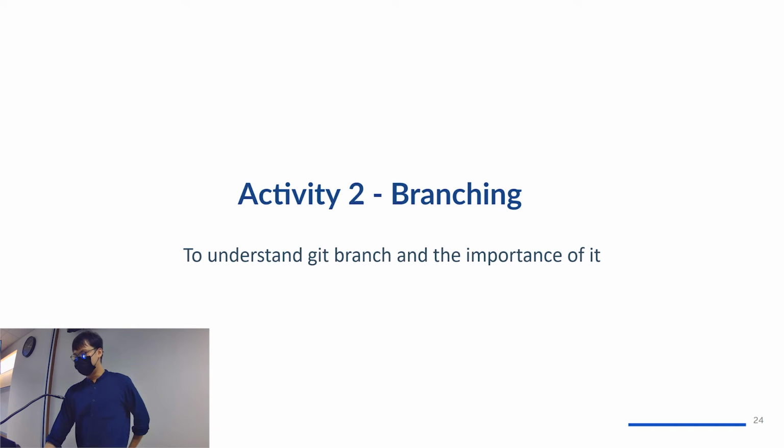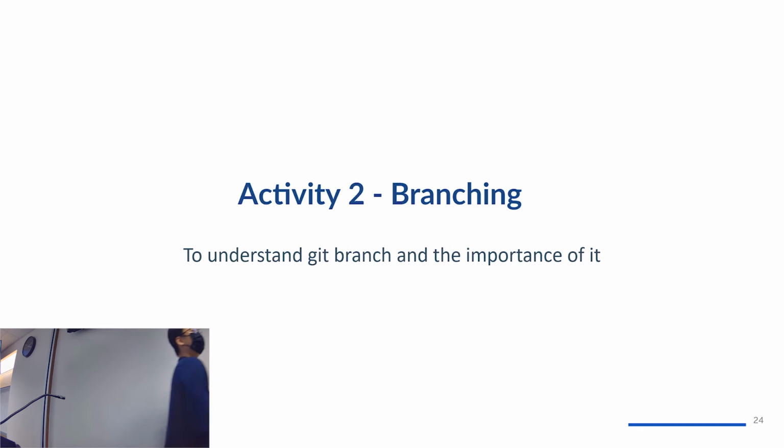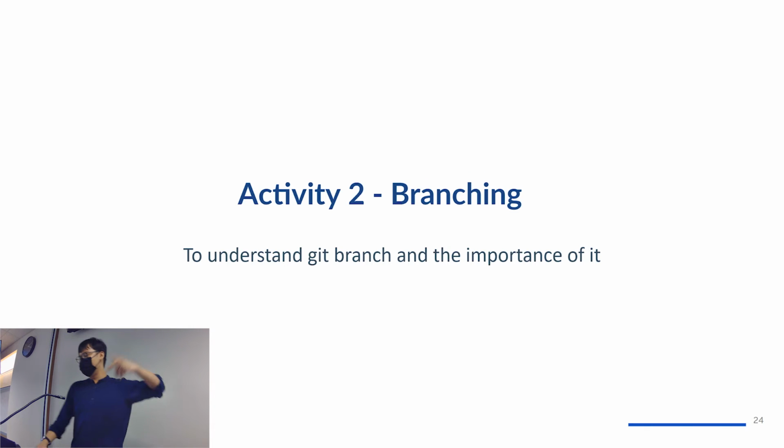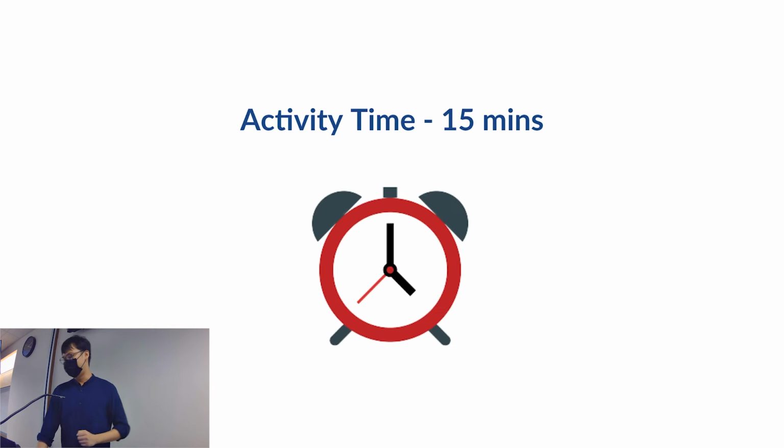Now we're going to start with branching. Branching allows you to create an isolated code base. Essentially, it's like a clone of your current directory. Let's say you're in main, you create a branch of main, and you can name it whatever you want. From there, you're able to work inside it concurrently with the rest of the team. When you merge back to main, you may then face a merge conflict. Alright? Okay, activity time is 15 minutes.